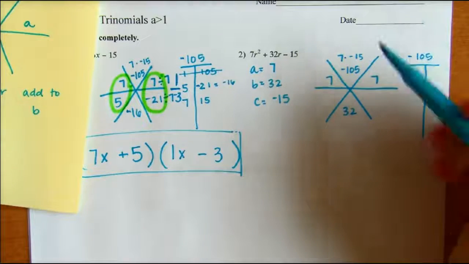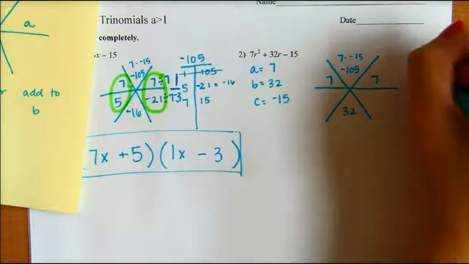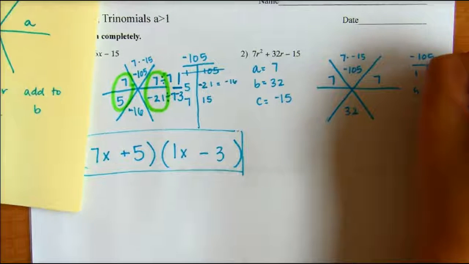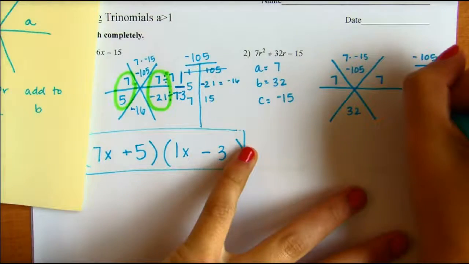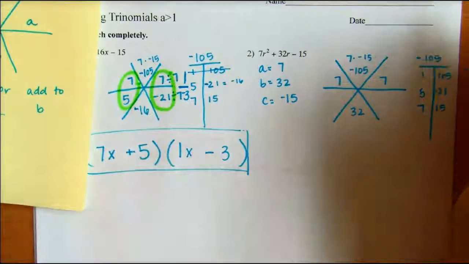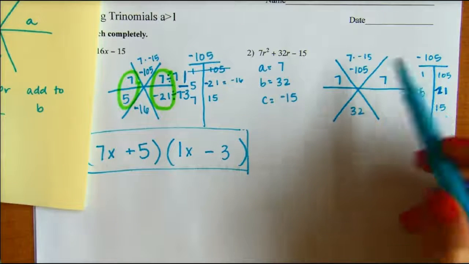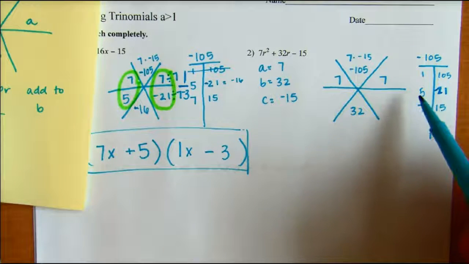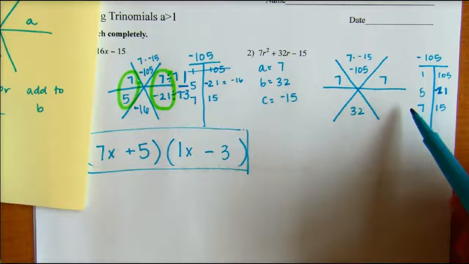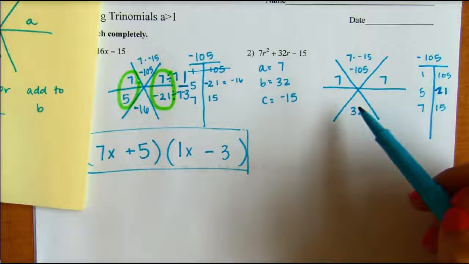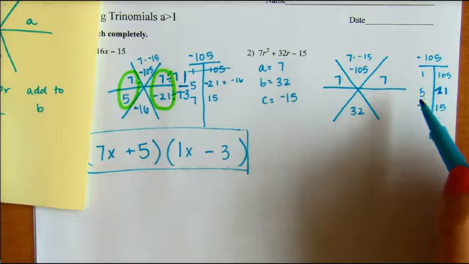I'm going to list the factors that I came up with last time. So I have 1 and 105, 5 and a negative 21, and 7 and 15. 5 and positive 21. Unfortunately, if I'm multiplying to a negative, one of these numbers has to be negative. And I actually can't get any of these to multiply to a negative, to add to a positive 32. So that means that I'm missing one factor. Any idea of what it might be?